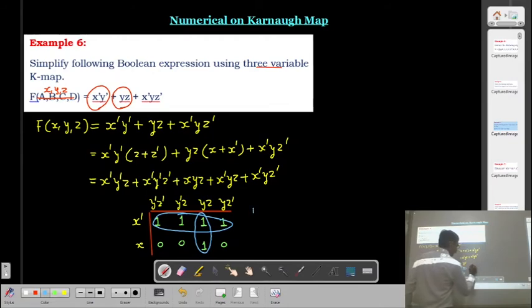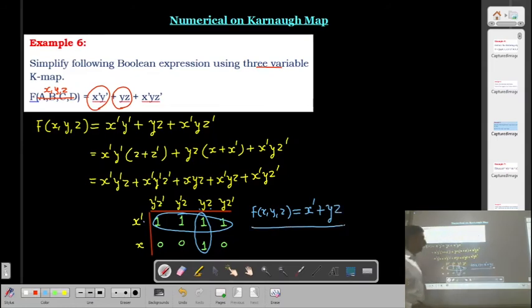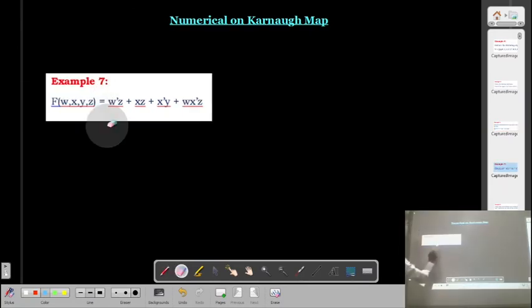So we can write the function f of x, y, z equal to: for the quad, y and z both are changing, only x dash is not changing, so it is x dash plus. Now for this pair, x is going to be uncomplemented, but yz remains as it is, so yz. So this is the simplified expression for the given example. Now one more example is there.